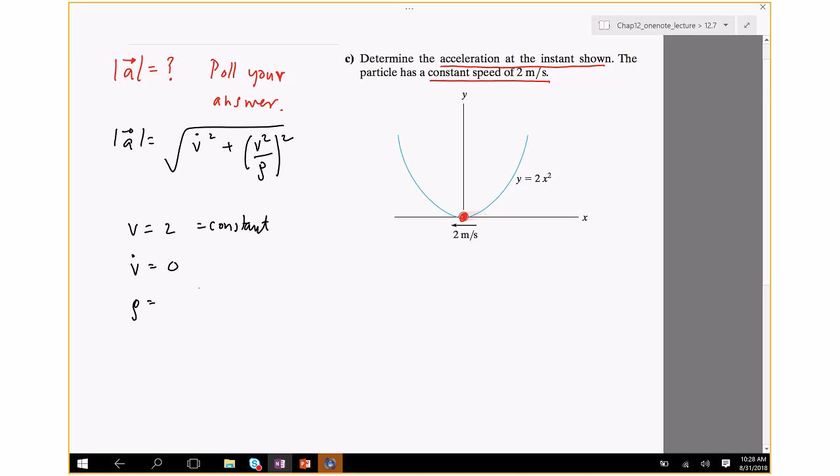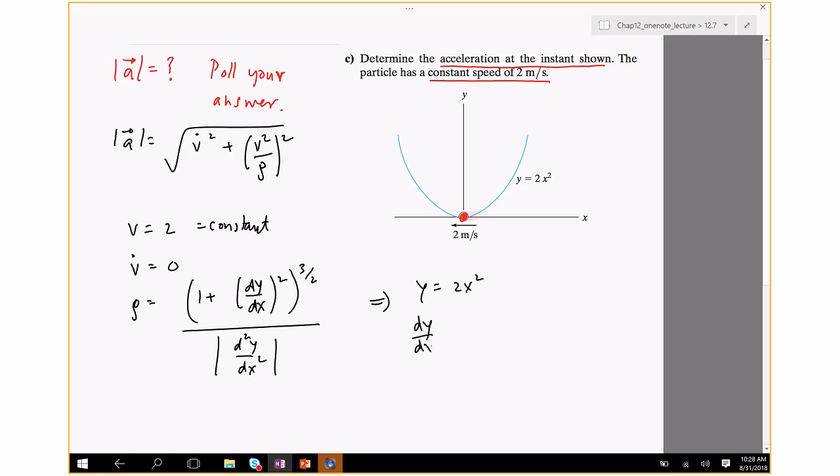So rho is 1 plus dy dx square raised to 3 by 2 divided by d square y by dx square. So we can find y is 2x square, dy dx is 4x, and d square y dx square is 4.